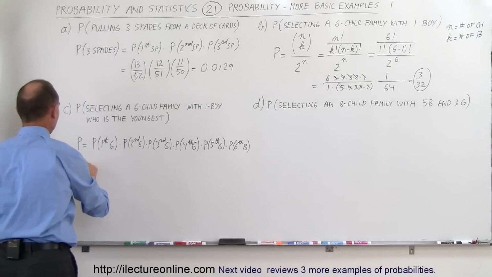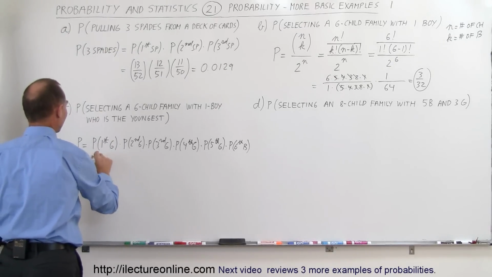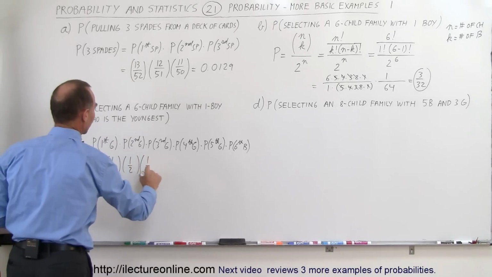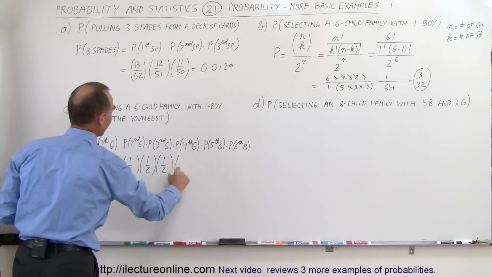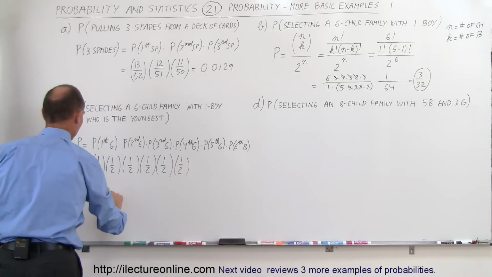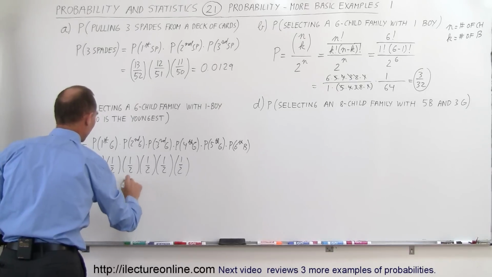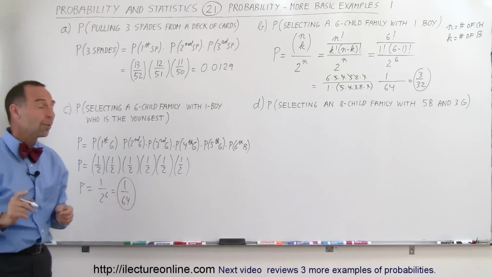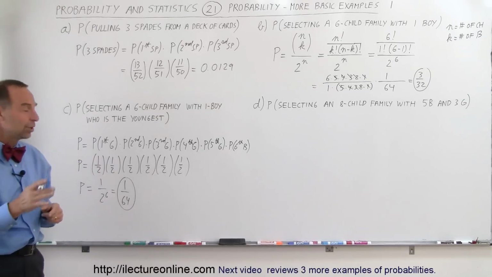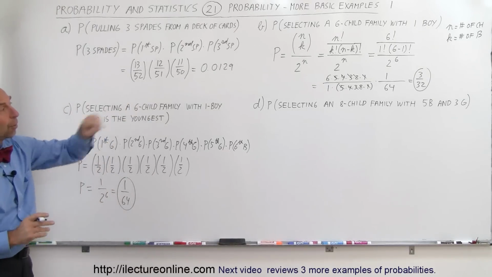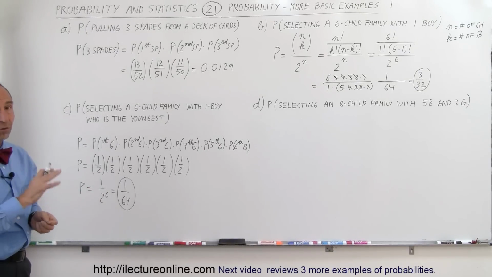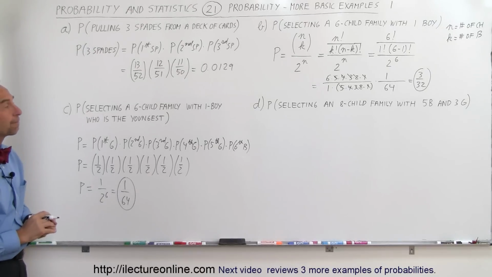So that means the probability is equal to 1/2 times 1/2 times 1/2 times 1/2 times 1/2 times 1/2, which means the probability is equal to 1/2 to the 6th power, which is 1 in 64. That is the probability that you'll end up with a family with 6 children where the first 5 are all girls and the youngest one is a boy. 1 in 64 as opposed to 3 out of 32 if it can be any sort of arrangement of boys and girls, as long as there are 5 girls, 1 boy, but the boy can be born at any time.